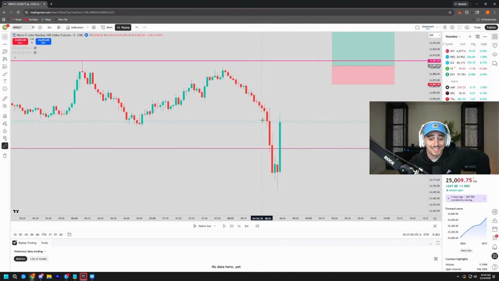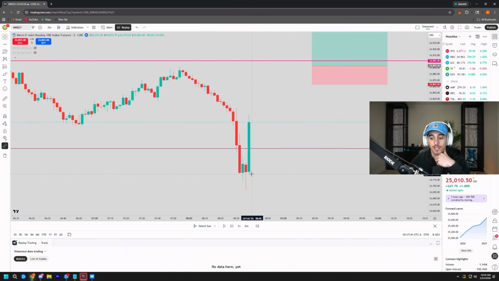But we actually didn't take this play. There were two reasons. It was about 8 minutes into market open, which is a little early for me to take a trade, and the volatility of this candle. This is a 100 point 2 minute candle almost.